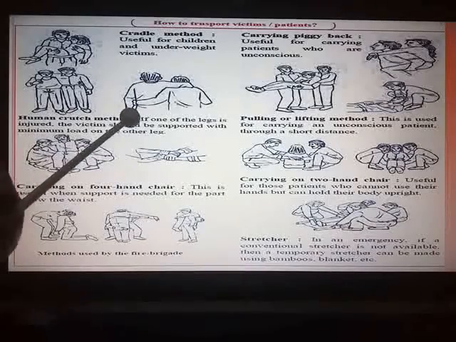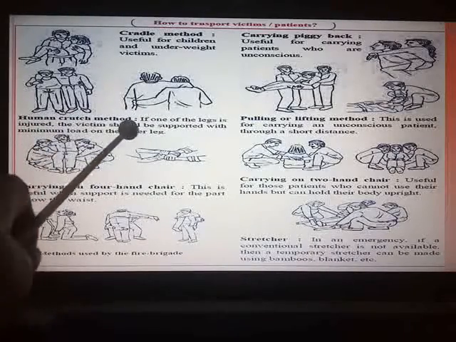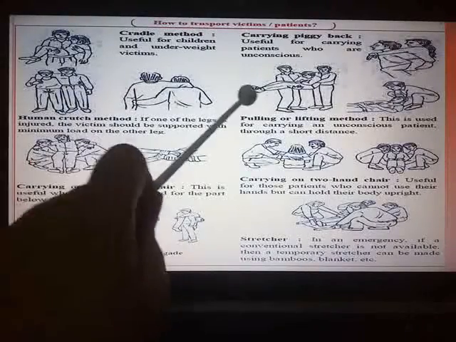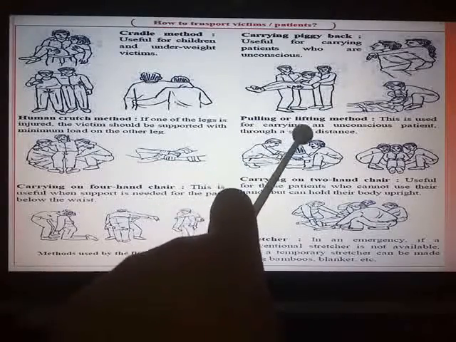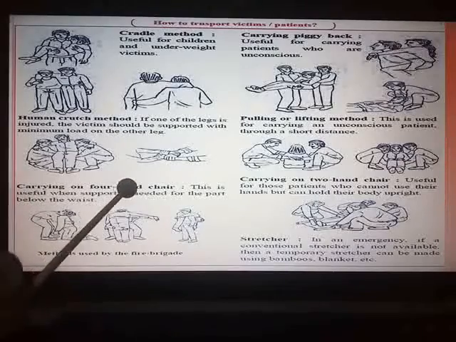Human crutch method. If one of the legs is injured, the victim should be supported with minimum load on the other leg by giving help. Pulling or lifting method. This is used for carrying an unconscious patient through a short distance, by just pulling the patient, as I have told you, because the patient won't be able to move if he or she is unconscious.